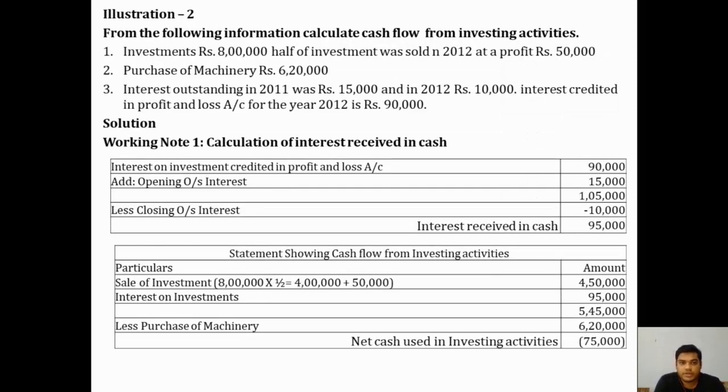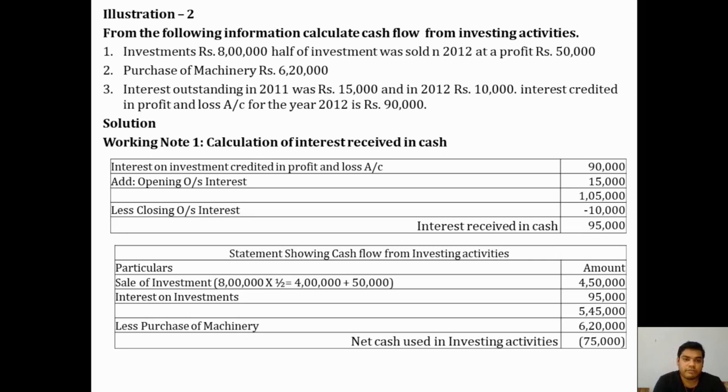So let us solve one problem on this. In the following information, we need to calculate cash flow from investing activities. First, he has given an investment of rupees 8 lakh. Half of the investment was sold in 2012 at a profit of 50,000, which means the investment value is 8 lakh rupees. Half of it has been sold, so half of 8 lakh is 4 lakhs. It was sold in the year 2012 and a profit of 50,000 was made. So 4 lakh rupees investment value plus profit 50,000. The sale of investment is for rupees 4 lakh 50,000.